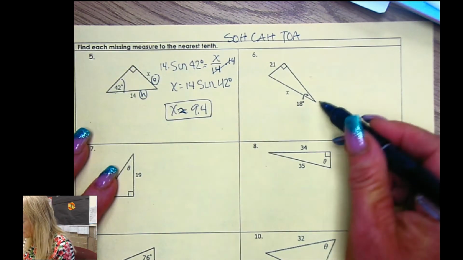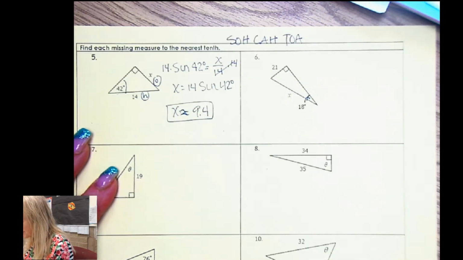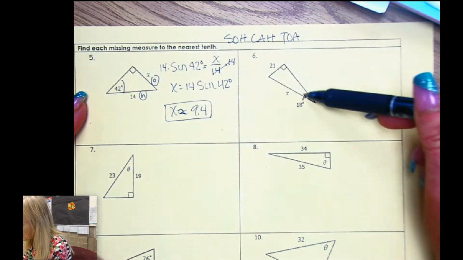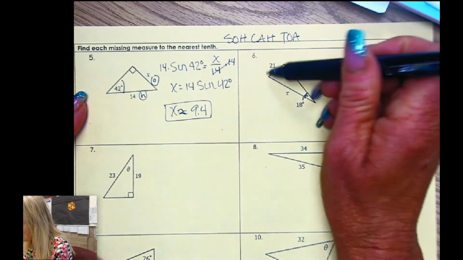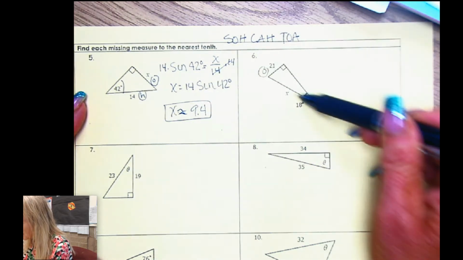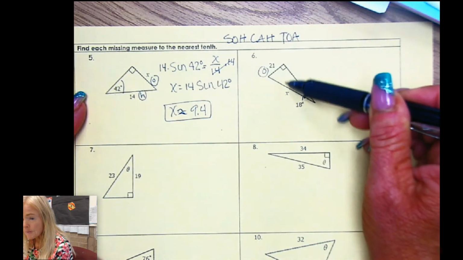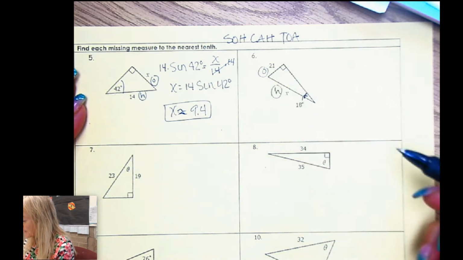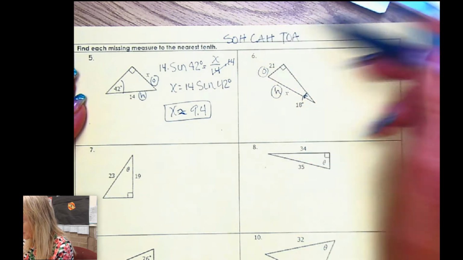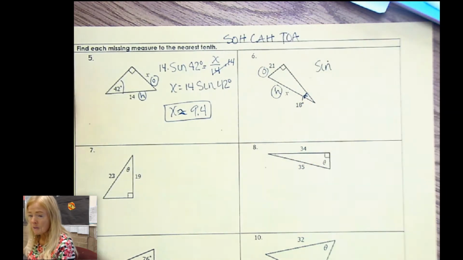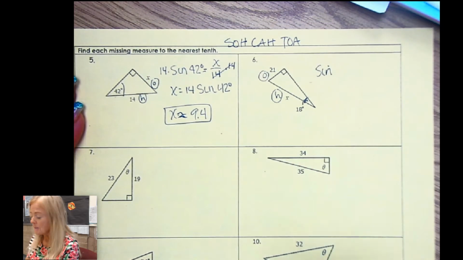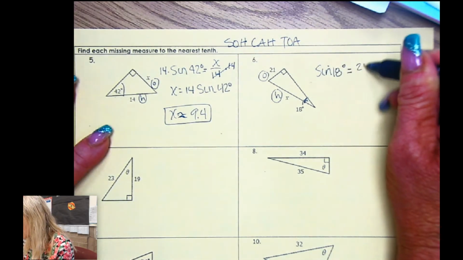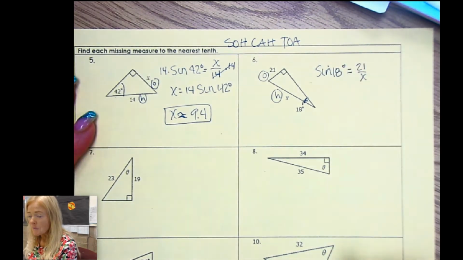Okay. Next one, this angle here is 18 degrees. So that's our angle. 21 is directly opposite, so that's O. And this is the hypotenuse because it's across from the 90-degree angle, and it's x. Opposite and hypotenuse again is sine. So we figure out our function that way. It's sine, then we write in the angle: sine 18 degrees is equal to opposite over hypotenuse, 21 over x.